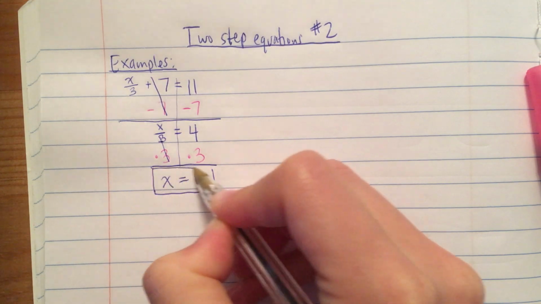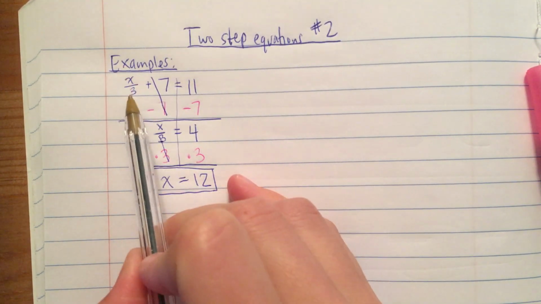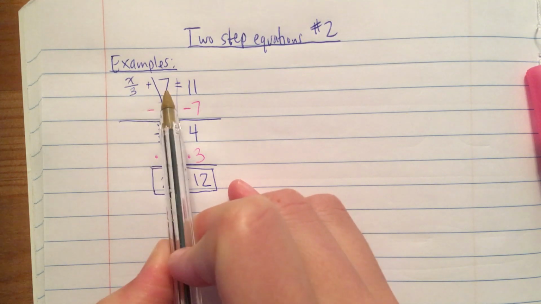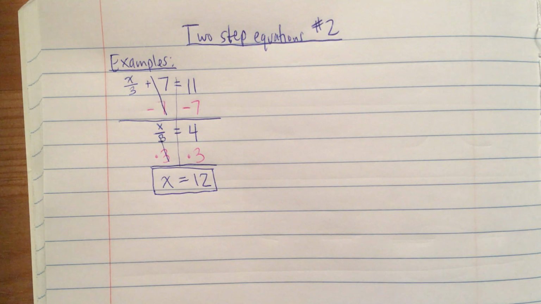And you can always check your answer. You can say, okay, well, let's see. 12, let's plug in 12. 12 divided by 3 is 4, plus 7 equals 11. Yep, that works out. Okay, let's do one more example.